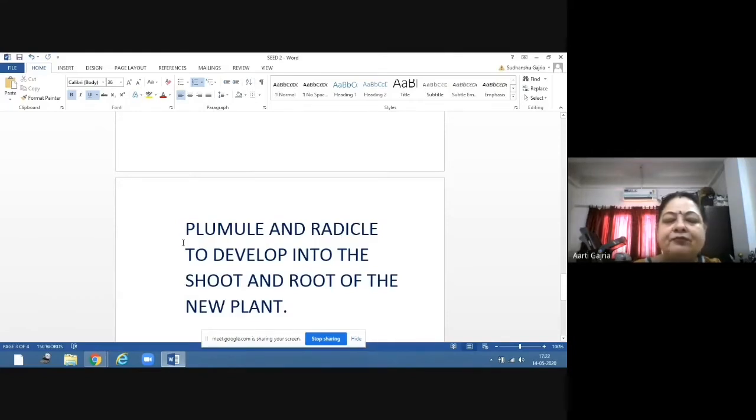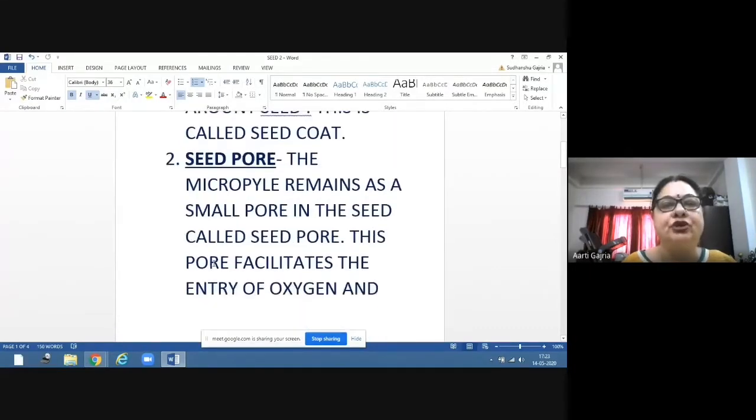Shoot is the term given to all the parts of the plant which grow above the surface of the earth. This is negatively geotropic growth. And radicle is the root and its branches, which grow towards gravity, that means below the surface of the earth, inside the soil, and they are positively geotropic. So this was the remaining portion of the seed.